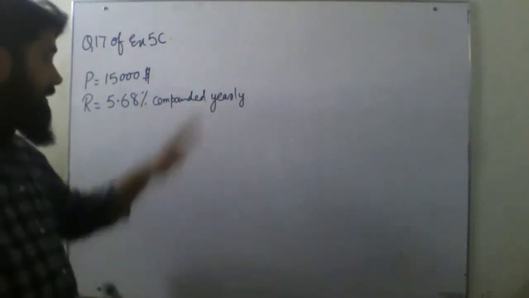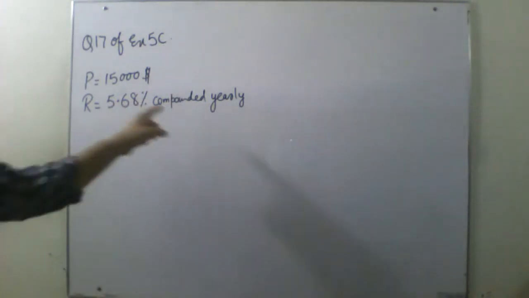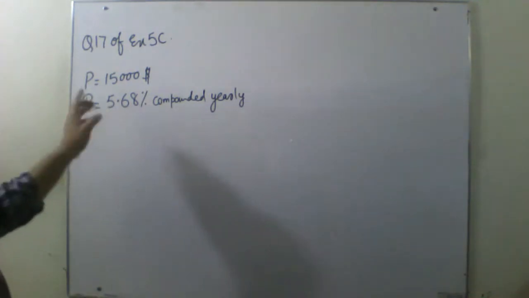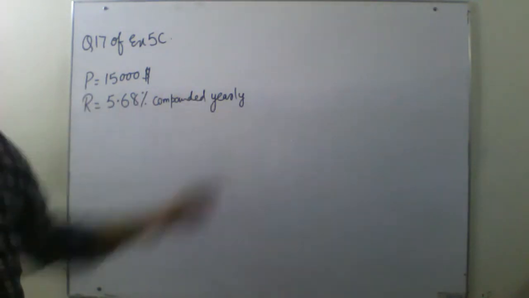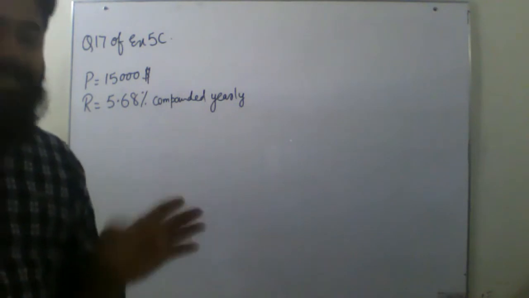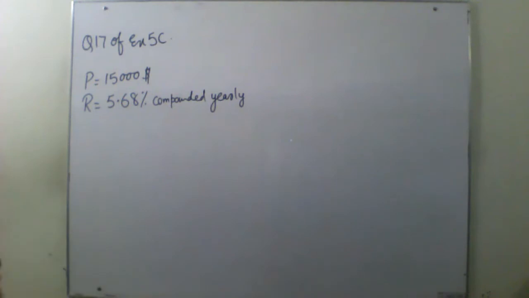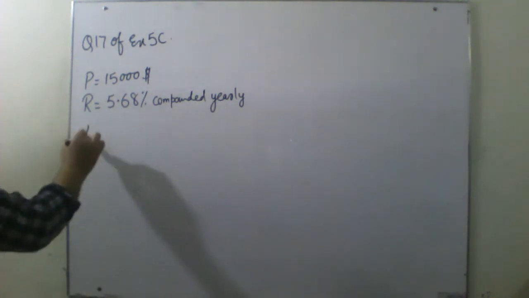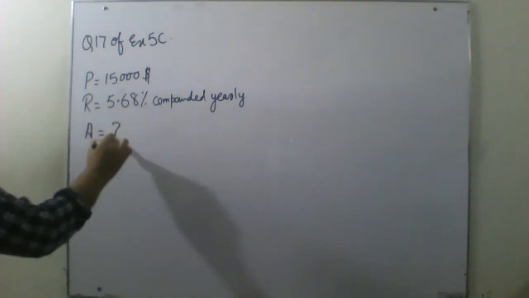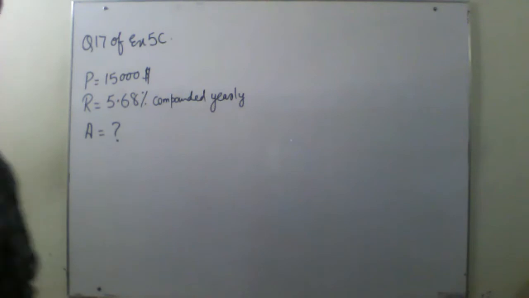It means this is a compound interest question. Otherwise, if they write only the rate with yearly and no compounded word is given, then it is a simple interest question. That is the identification to distinguish. Right now, they are saying find the total amount. I have to find the total amount in 6 years' time.